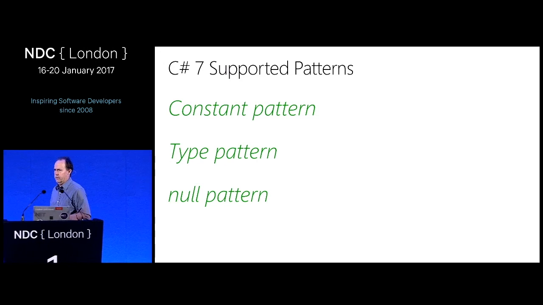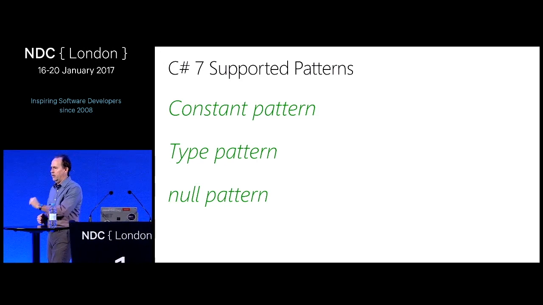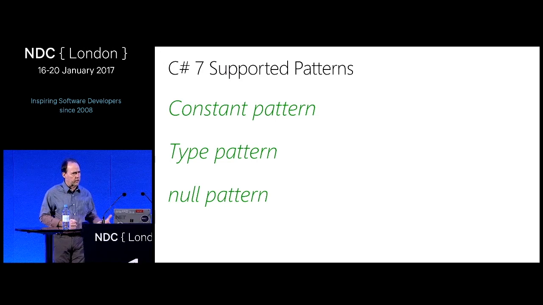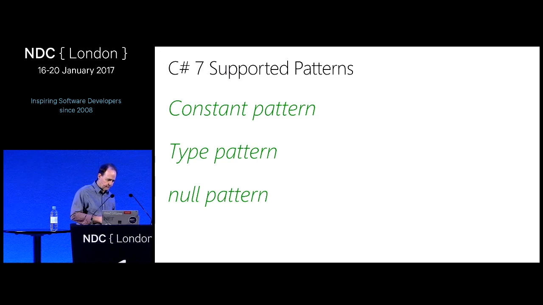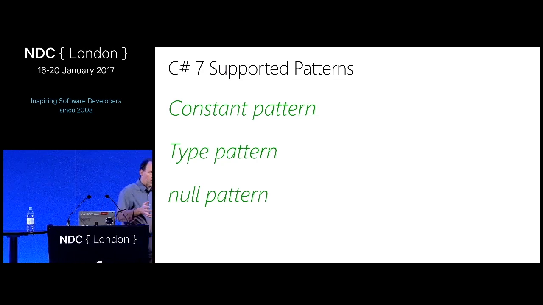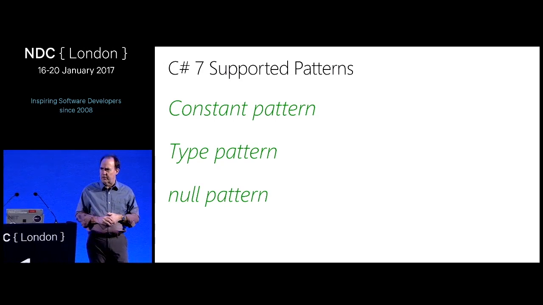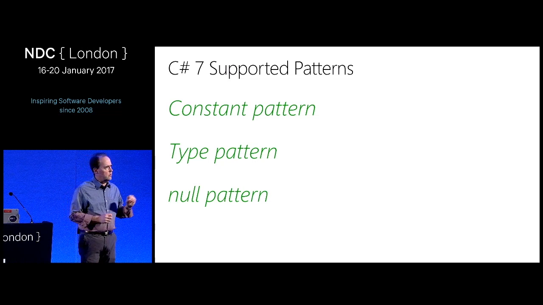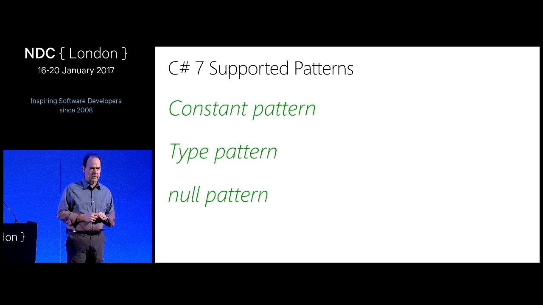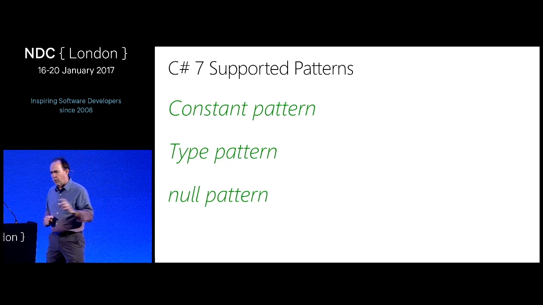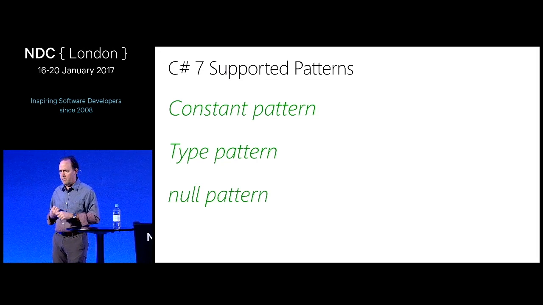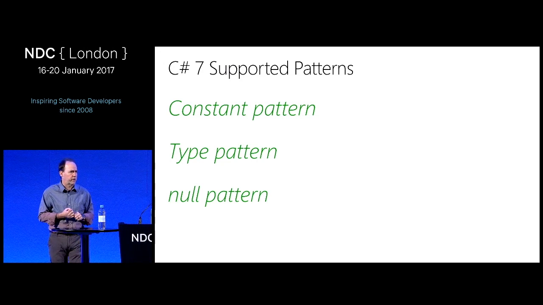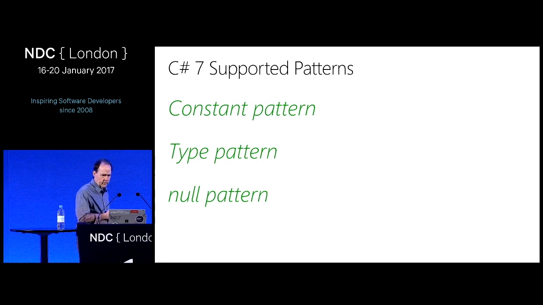We have a type pattern. We are going to test that a variable is a certain type, and we'll extract into a new variable of that type immediately in one expression. And then there is the null pattern, which is kind of a special case of the constant pattern, but is interesting because null doesn't necessarily have a type. So we're going to look at those three supported patterns, and there are two statements that work with that. There have been enhancements to the is statement, and there have been enhancements to the switch statement that support these patterns.